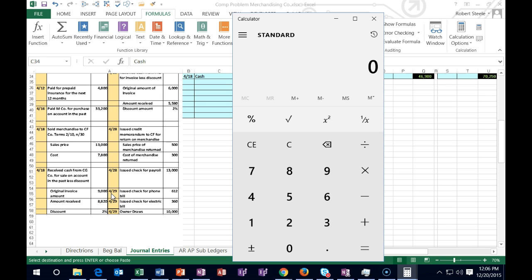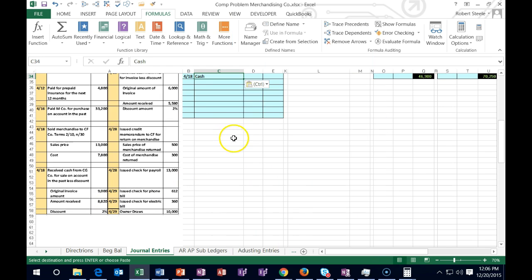Figure it out. So if we had to figure it out, it would be 9,000 times 0.02. The discount is 180, minus the 9,000 means we got 8,820. If we think about that in one calculation, if we had an original invoice of 9,000, a 2% discount means we're going to get 1 minus 2%, or 98%, which gives us the amount of 8,820. So I'm going to do that same calculation up here just so we can see that. We're going to get equals the original amount of the invoice, 9,000, times 0.98, 100% minus 2%, which means we're going to get 8,820. Okay, so then we're going to get that amount.